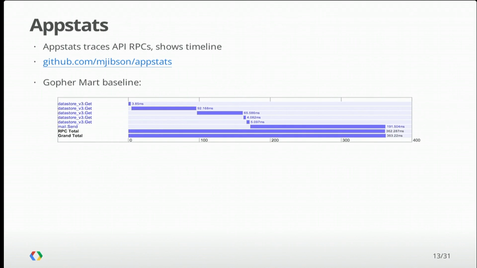The tool that we're going to be using to get a feel for how our app performs is called AppStats. What AppStats does is it traces API RPCs over the course of a request. It measures the start time and the stop time, what these requests are doing, and also records a stack trace, so you can dig in through a web interface to be able to see where this RPC came from, how long it took, any errors that happened, and so on.